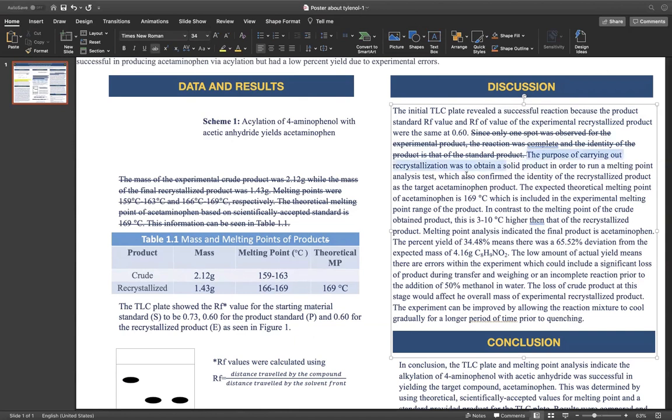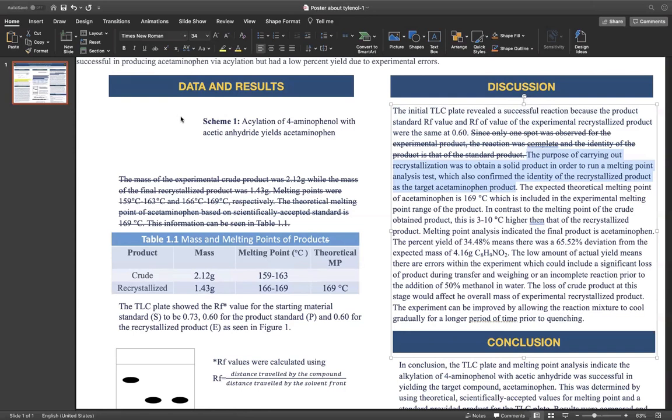Okay, should they mention recrystallization first or the RF value? When you discuss your data, you want to go in the order of what was done. So you don't want to discuss the TLC and then go in and discuss recrystallization. And the same sort of thing applies when you put your data and results. You don't want to put the final outcome. Remember, it's a flow of what's being included.